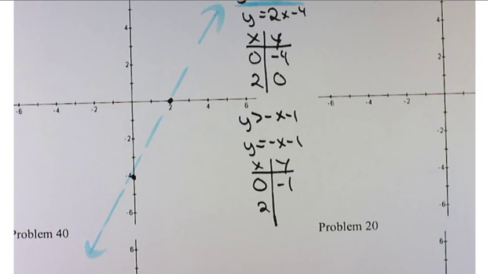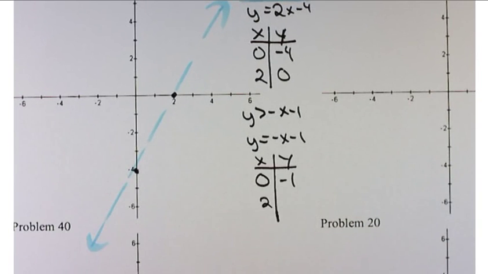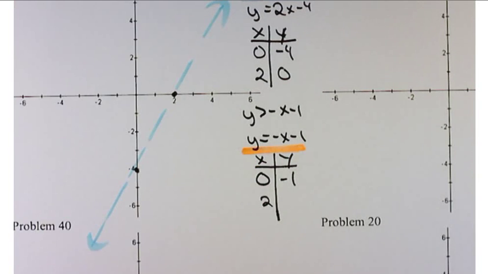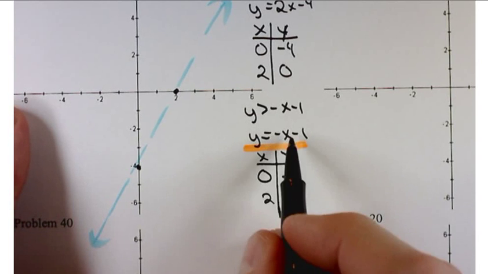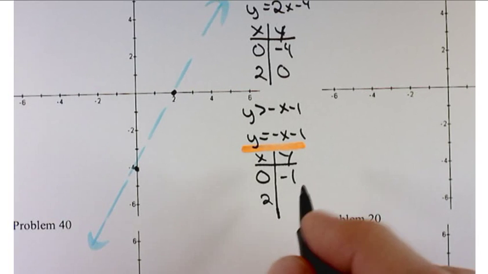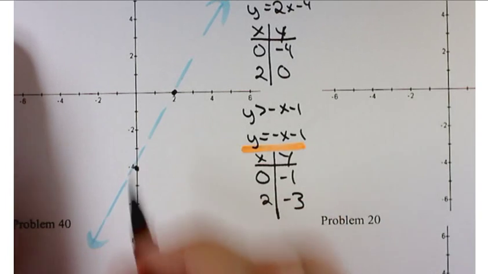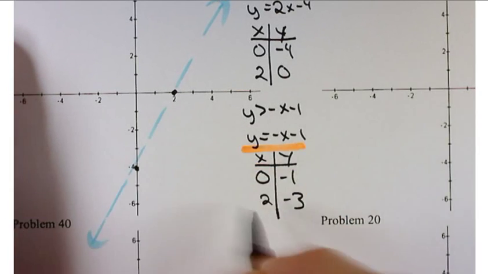Derek, maybe help me out with that? If I put in a 2 for x, what do I get for y? Negative 2 minus 1, negative 3, thank you. So 0, negative 1, and 2, negative 3.